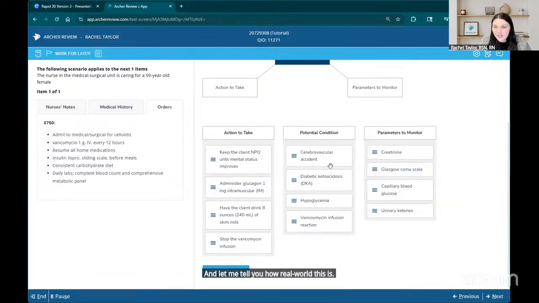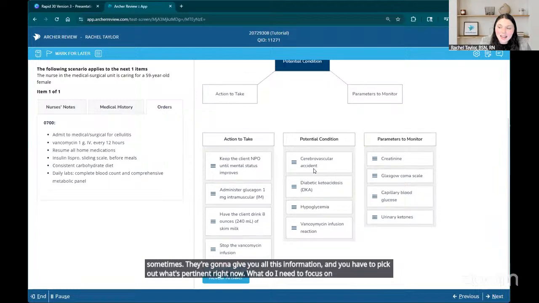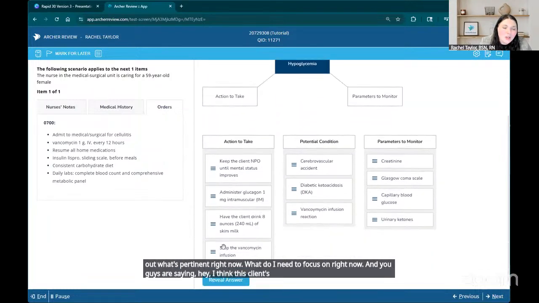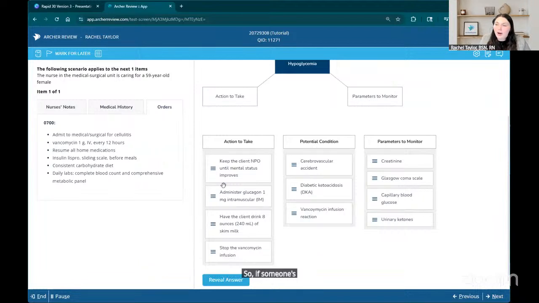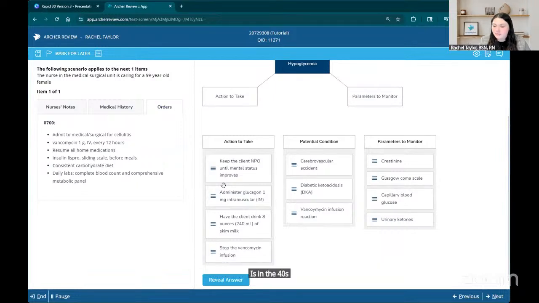This is what our clients do sometimes. They're going to give you all this information, and you have to pick out what's pertinent right now. What do I need to focus on right now? And you guys are saying, hey, I think this client's hypoglycemic. So if someone's hypoglycemic, what actions would you take knowing their blood glucose is in the 40s? What do you think? What would you want to do here?